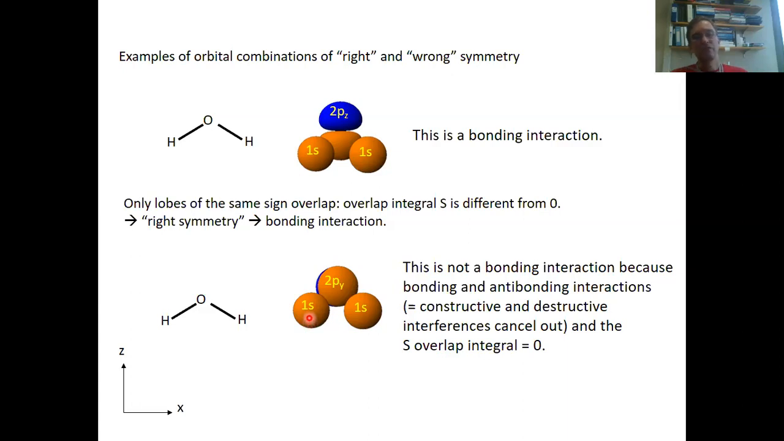So now you can see with a little bit of effort that each 1s orbital will interfere equally strongly with the front lobe, that orange lobe, and the blue lobe, the back lobe. Because the front lobe and the back lobe have opposite algebraic signs, the constructive and the destructive interferences cancel out. The same is true for the interaction of this 1s orbital with the 2py orbital. There are positive interferences with the front lobe, but there are equally strong negative interferences with the back lobe, and those also cancel out. So overall, constructive and destructive interferences cancel out. That means it's not possible to construct molecular orbitals from the combination of a 2py orbital of the oxygen and the two 1s orbitals of the hydrogen.